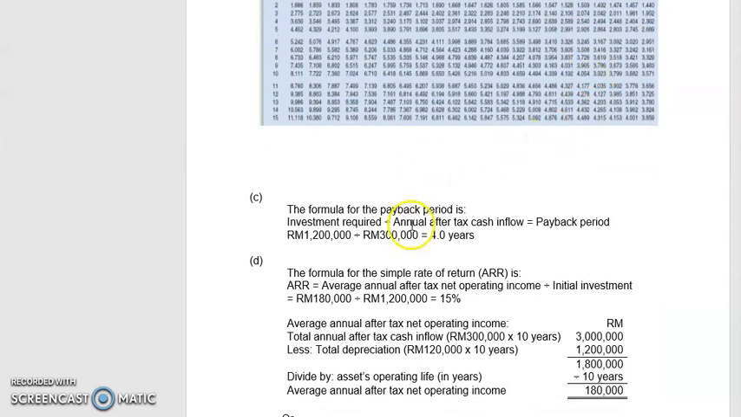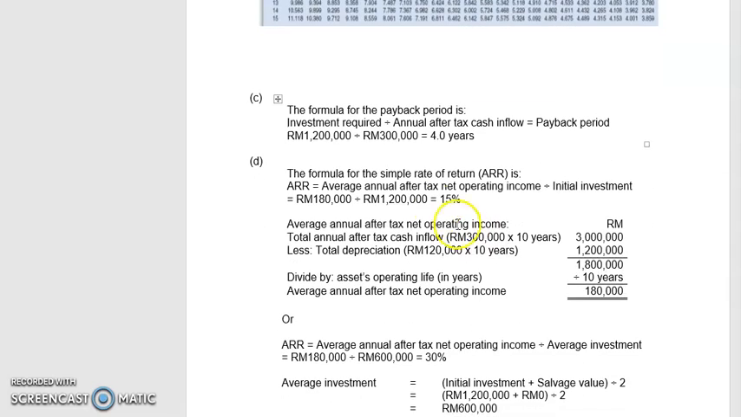So for the payback period, investment required divided by annual after-tax cash inflow. So we get 4 years. For accounting rate of return, average annual after-tax net operating income divided by initial investment. So we put the figures and we get 15%.